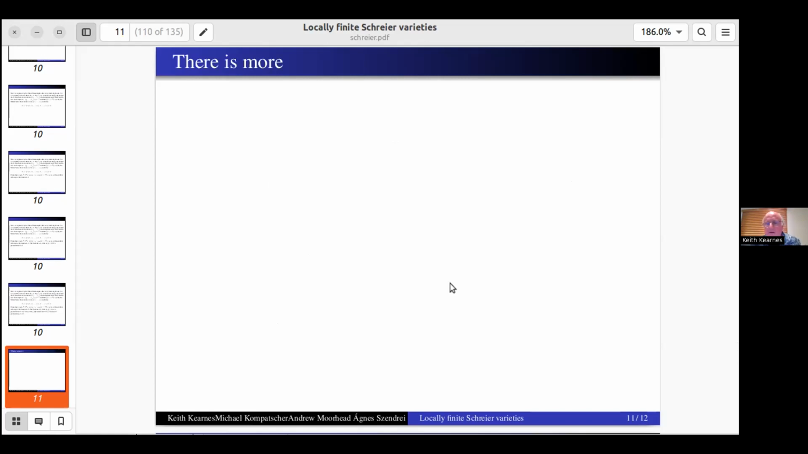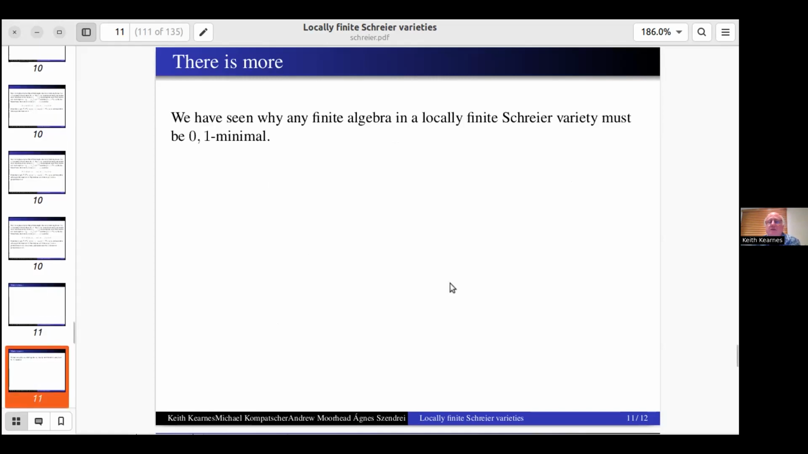There's more to the theorem because they're equivalent statements. How do we go back? How do we know if we have a variety whose finite members are minimal algebras, it will be Schreier? So there is something that has to be discussed here.